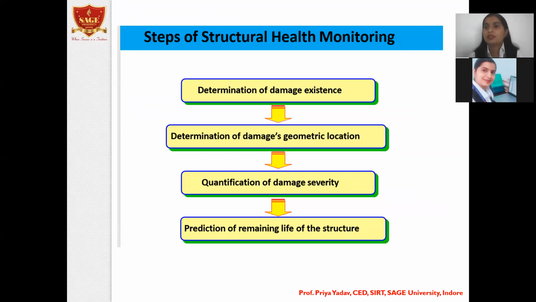These are the steps of structural health monitoring. First step is determination of damage existence. Second one is determination of damage geometric location. Third one is quantification of damage severity. Fourth is prediction of remaining life of the structure.